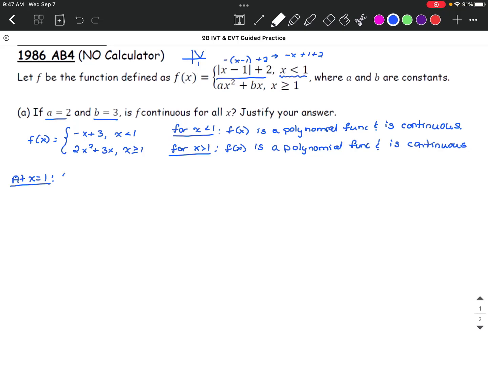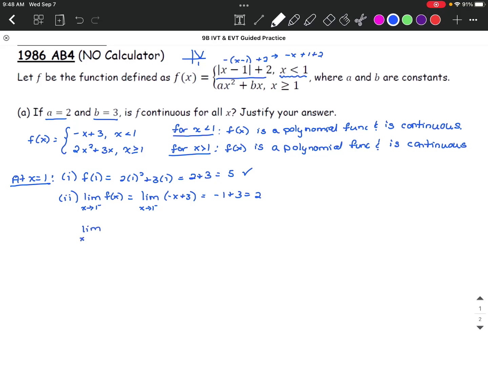So the first thing is, does f of 1 exist? Well, if x is 1, we're on the bottom piece of the function, so it's 2 times 1 squared plus 3 times 1. That's 2 plus 3, or 5. My function exists. Yay! The second thing is, does the limit exist? So let's use the limit as x heads to 1 from the left of our function. If we are to the left of 1, those values of x are less than 1, so we're on the top piece of the function. And if I do the substitution, that's negative 1 plus 3, or 2.